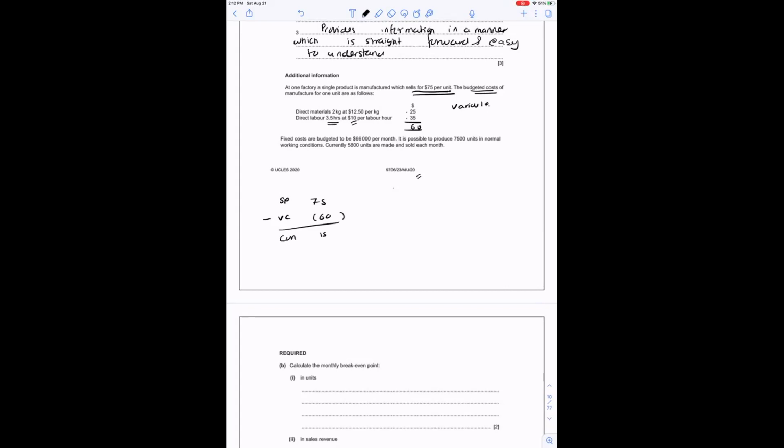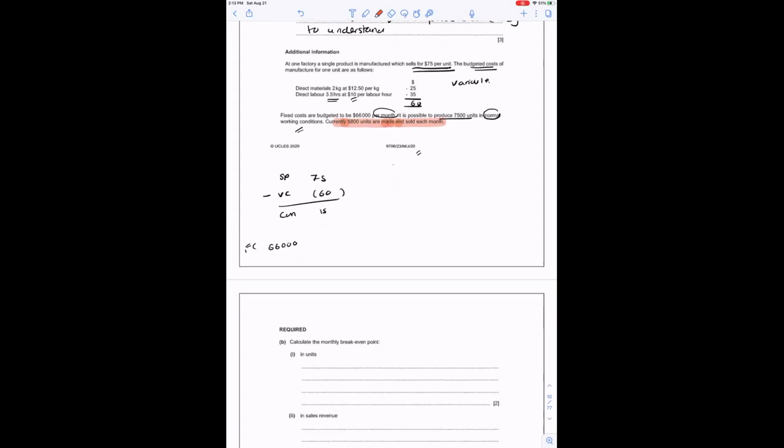Now, whenever there is a sum of marginal costing, I always have a habit of writing in the marginal cost format. Fixed cost is budgeted to be 66,000 per month. And it is possible to produce 7,500 units in the normal working conditions. Okay. Currently, 5,800 units are made and sold each month.